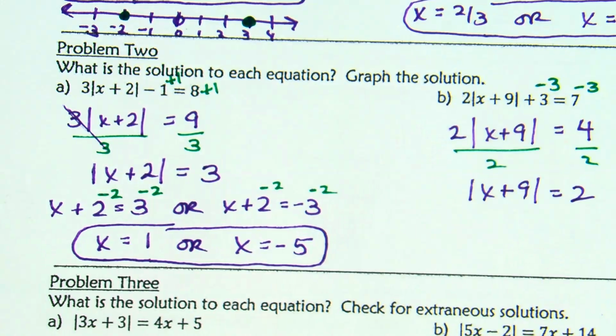Make 2 equations. Justin says make 2 equations. Absolute value equals a number, make 2. What's one of the equations, class? Let you guys answer the easy one. X plus 9 equals 2, right? What's the other equation? X plus 9 equals negative 2.